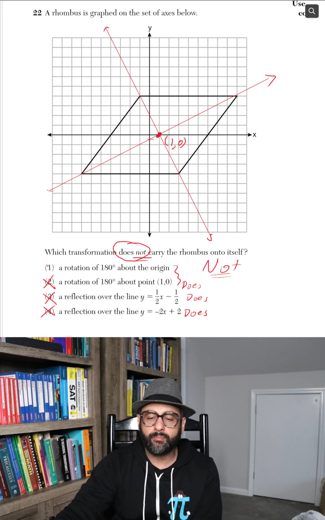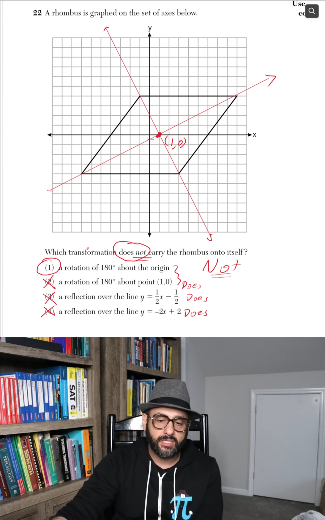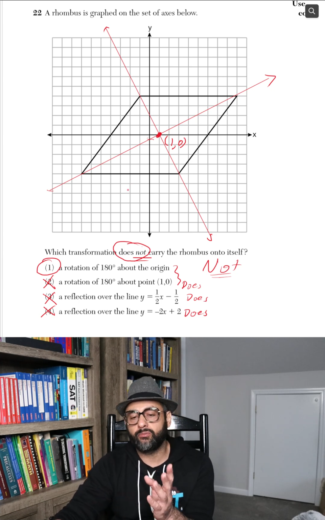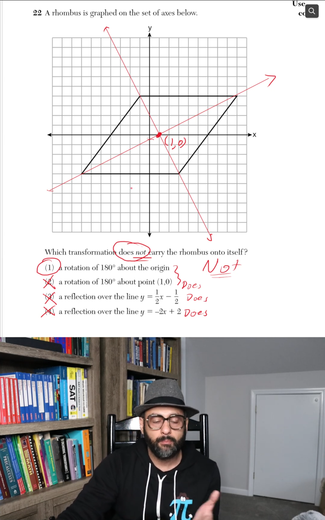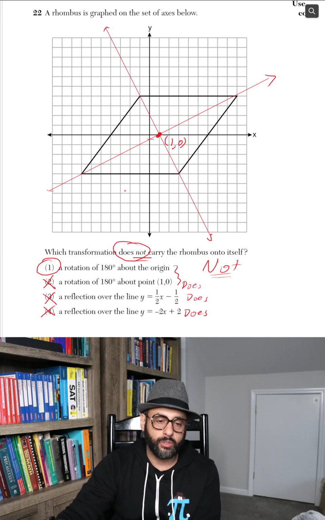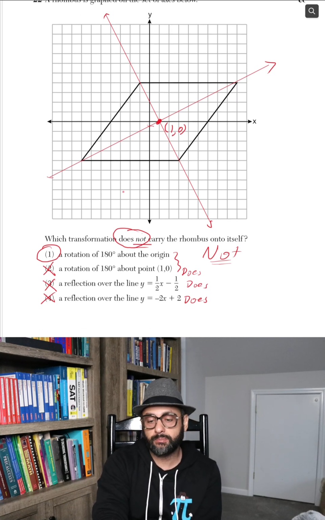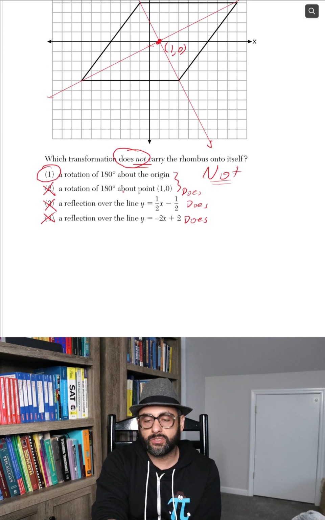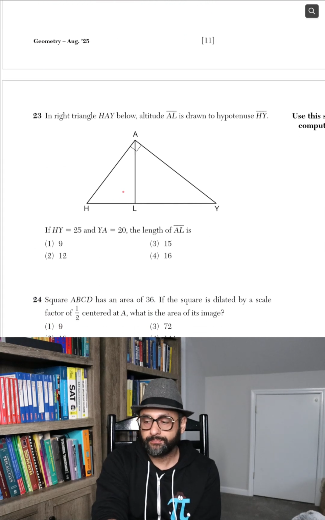And the only one remaining, rotating about the origin, is the only one that does not rotate the rhombus onto itself. You can do that also by rotating any of the vertices by 180 about the origin and seeing that it just doesn't go to the right place. But we just proved that the rotation over the point 1, 0 does rotate the rhombus onto itself.